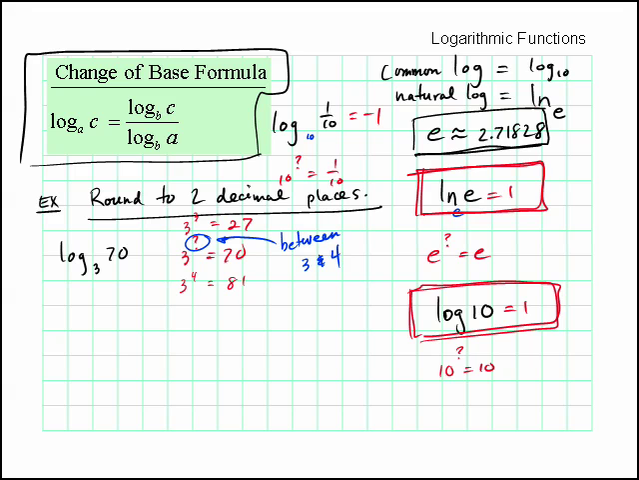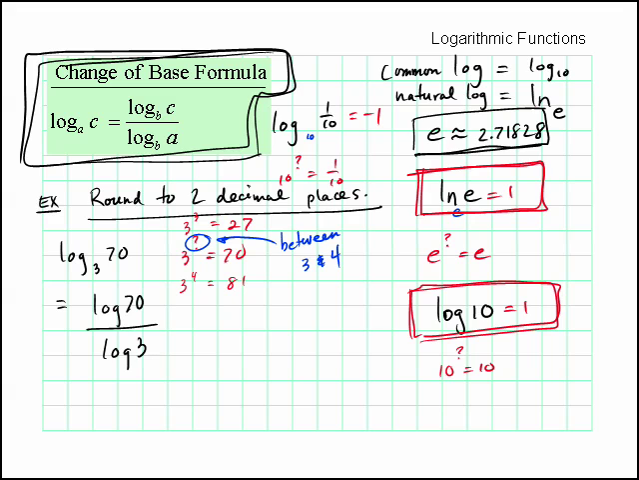Now, the calculator will not do base 3, and so I have to use the change of base formula up here, and it's very easy to use. All it says there is that the log base 3 of 70 is equal to the common log of 70 divided by the common log of 3. You can type that into your calculator, and if I do that right now, the log of 70 divided by the log of 3 rounded to 2 decimal places is about 3.87. And just as we suspect, it's between 3 and 4.